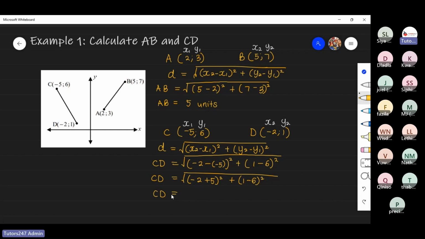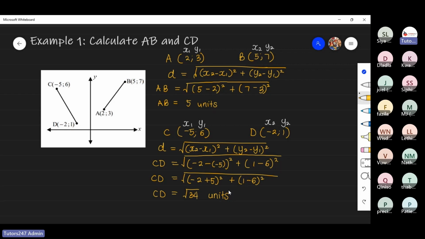So I've got negative 2 plus 5, close my bracket, squared, plus, open a bracket, 1 minus 6, close the bracket, squared. Press my equal sign, and that gives me the root of 34. Because I don't have a specified unit of measurement, I'm just going to use units. If you want to, you can also use the decimal value, which is 5.83. That is completely up to you. So you can leave it in a surd form, or you can use the decimal value.